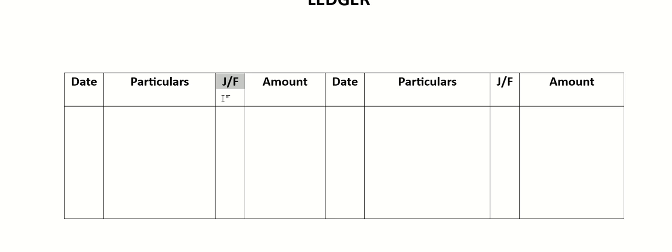Then we have the amount column. And the same thing happens twice. Why? Whenever you draw a ledger account, remember it has two sides, that is the debit side, and of course, the credit side.